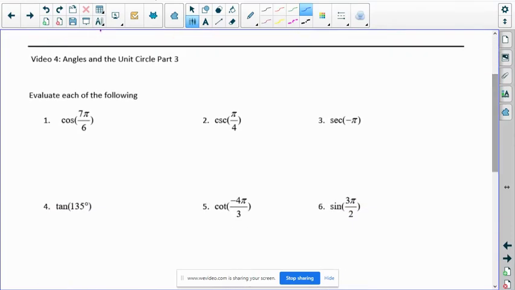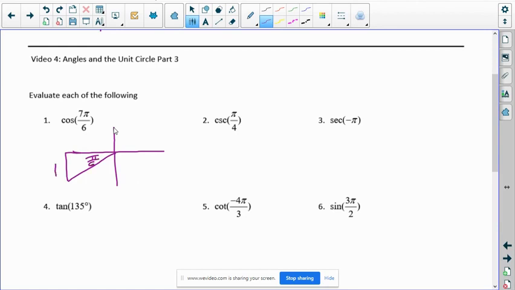Tonight's video is on angles and the unit circle. We've evaluated a lot of trig ratios like these ones, and it's important to be able to think about where the reference angle is. This one is in the third quadrant because it's bigger than pi, because pi is 6 pi sixths. It's a pi sixth bigger, which means we have a pi sixth reference angle.